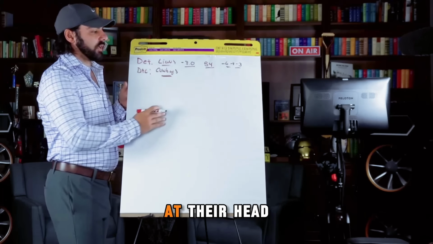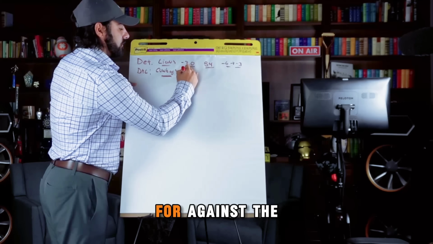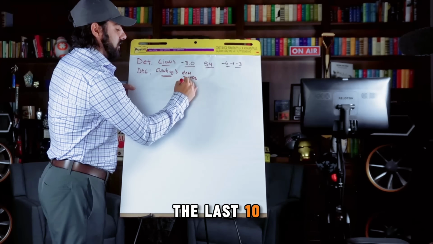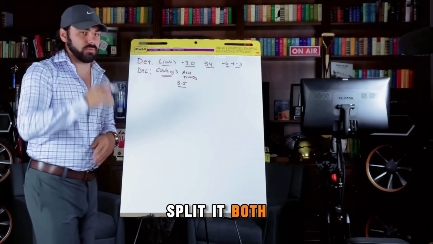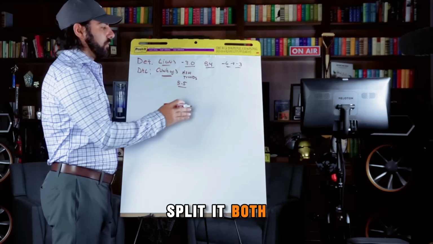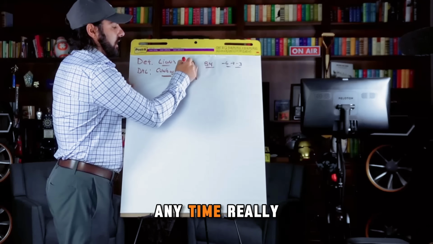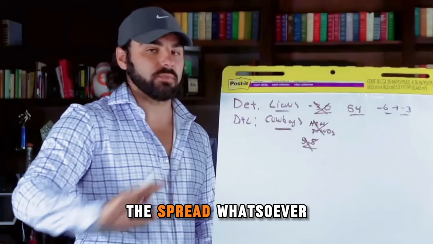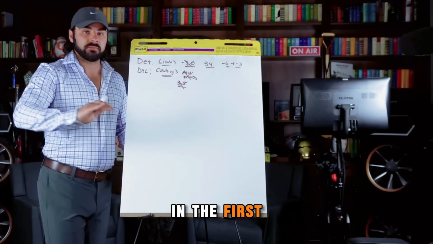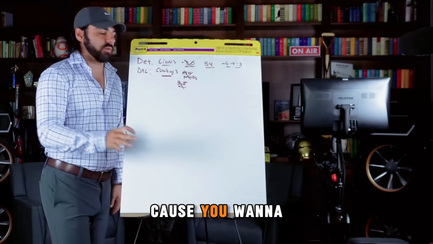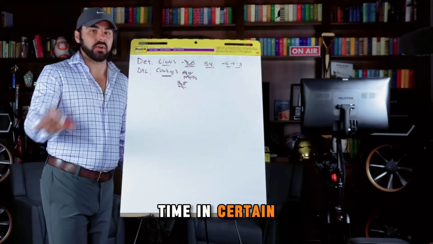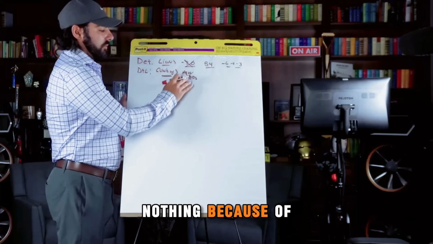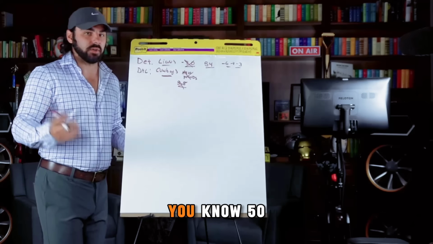But when you look at their head-to-head trends against the spread, in the last 10 they're 5-5, so they split it both ways. Since they split it both ways, we don't really want to waste any time looking at that, so we won't pay attention to the spread whatsoever. This is what you want to do in the first half of breaking the game down, because you don't want to waste your time in areas that will amount to nothing. That's going to amount to nothing because the trends are 50-50 there.